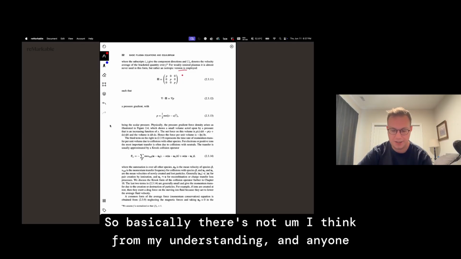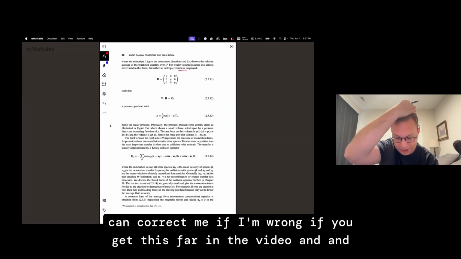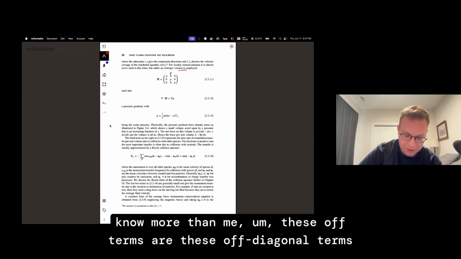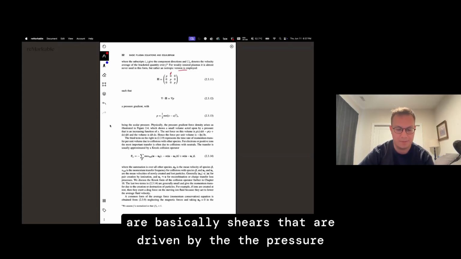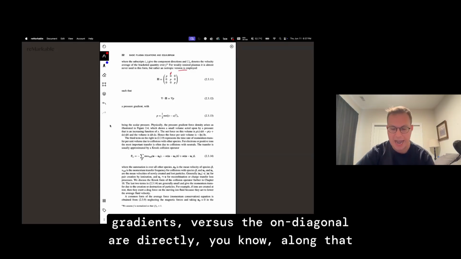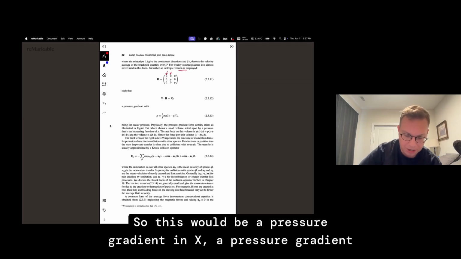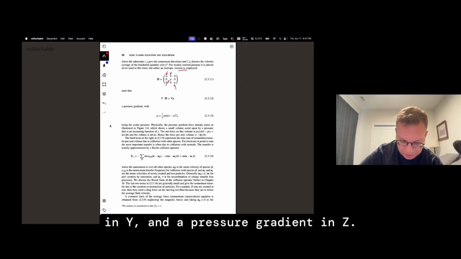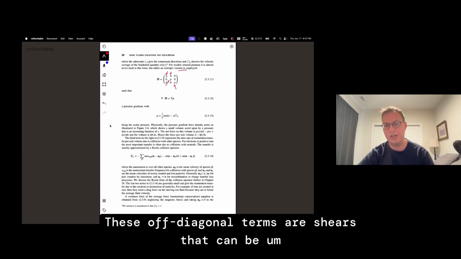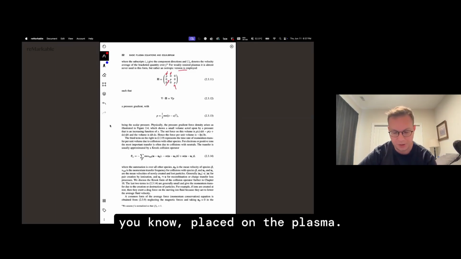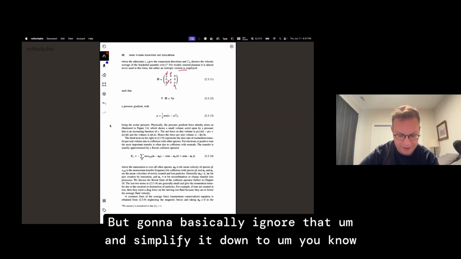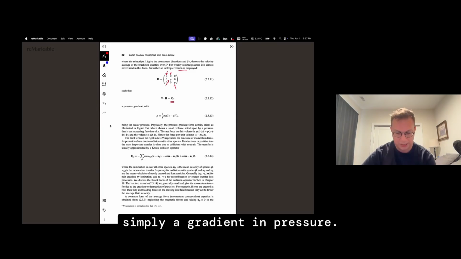So basically, from my understanding, and anyone can correct me if I'm wrong, if you get this far in the video and know more than me, these off-diagonal terms are basically shears that are driven by the pressure gradients, versus the on-diagonal terms, which are directly along that dimension. So this would be a pressure gradient in X, a pressure gradient in Y, and a pressure gradient in Z. These off-diagonal terms are shears that can be placed on the plasma, but we're going to basically ignore that and simplify it down to simply a gradient in pressure.